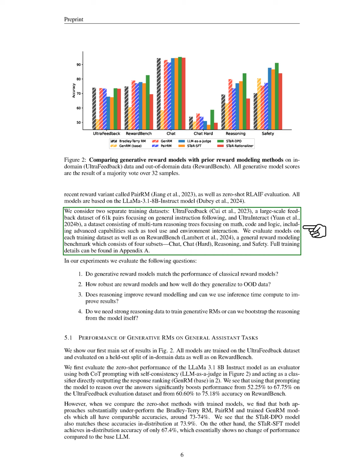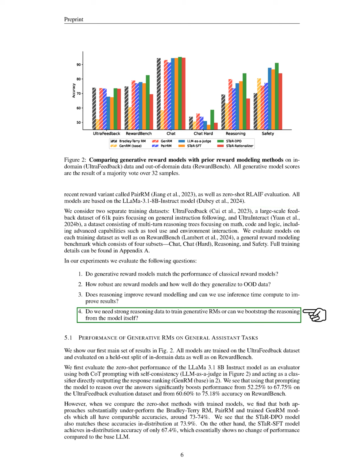Our experiments aim to answer several questions. Do generative reward models perform as well as classical models? How robust are these models, and how well do they generalize to out-of-distribution data? Does reasoning enhance reward modeling, and can we leverage inference time computation for better results? Do we need strong reasoning data to train generative reward models, or can we derive reasoning from the model itself?